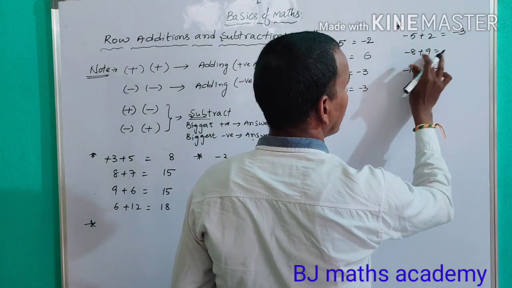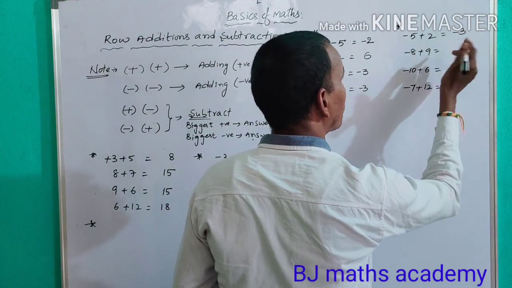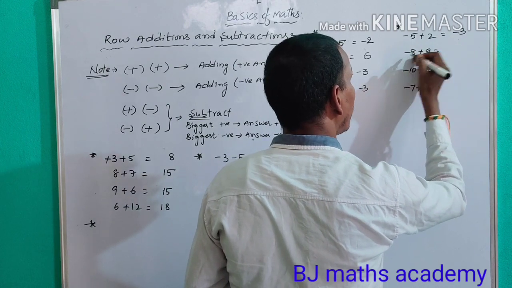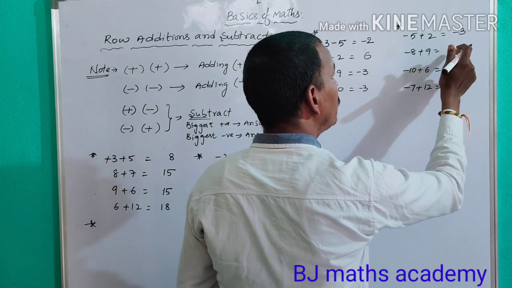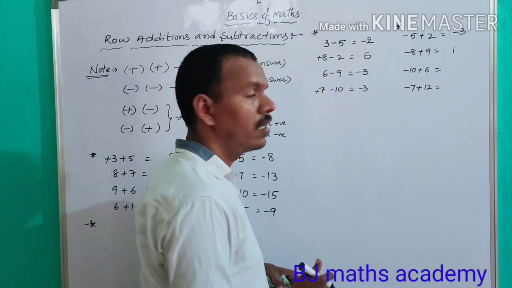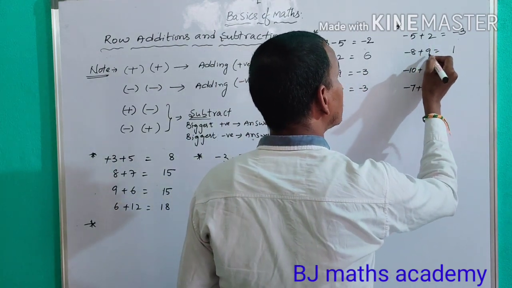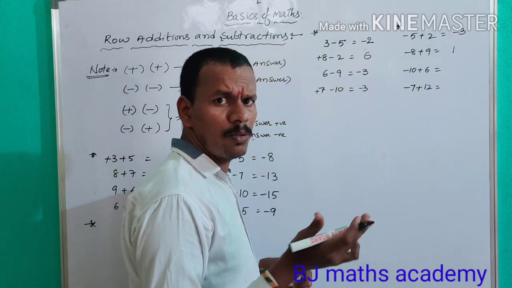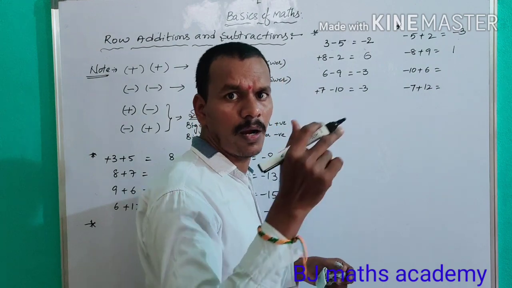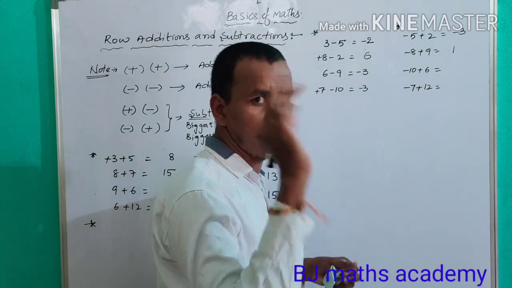Now -8 + 9. One is negative, one is positive. We can subtract it. Subtracting 8 from 9, how much? 1. So when we subtract 8 from 9, we get 1. Here the biggest is 9. 9 is positive, so the answer is positive. No need to mention positive, but if minus is there, we must mention it.